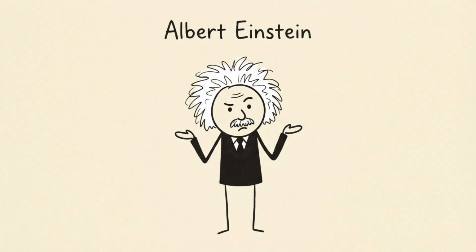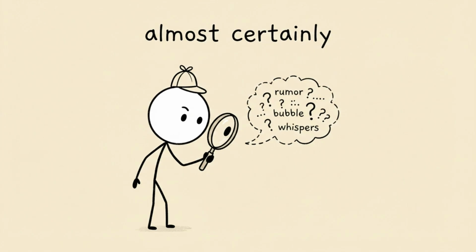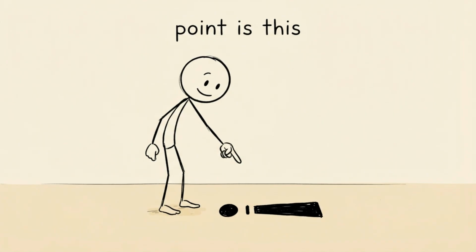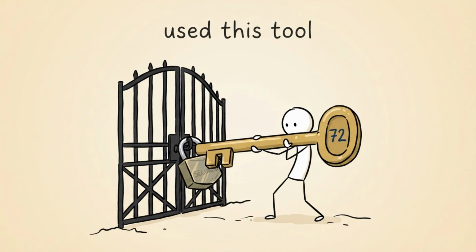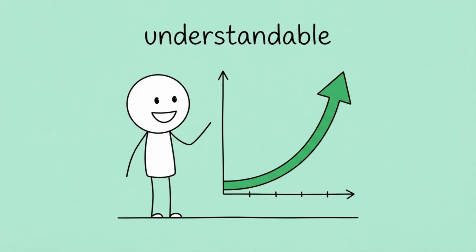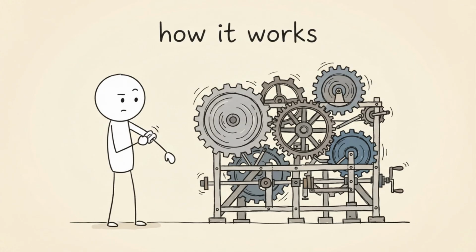It survived for over 500 years because, despite being a simplification, it is startlingly accurate for most normal interest rates. Often, this rule is misattributed to Albert Einstein. That is almost certainly just good marketing for the math. But the point is this: the brightest minds in human history used this tool because it makes complex growth instantly understandable. Now, let's get down to how it works.